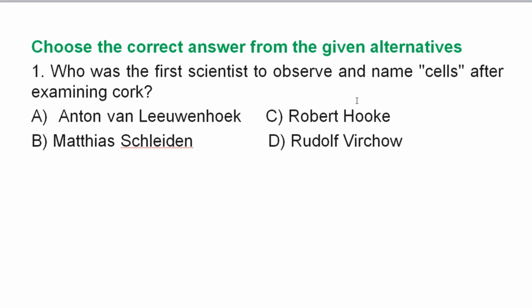Good. The correct answer is C. Robert Hooke. Robert Hooke was the first scientist who observed and named cells after examining cork. So the correct answer for question number 1 is C. Anton van Leeuwenhoek observed microscopic living organisms by his own microscope. Matthias Sheldon and Rudolf Virchow, they developed cell theory.